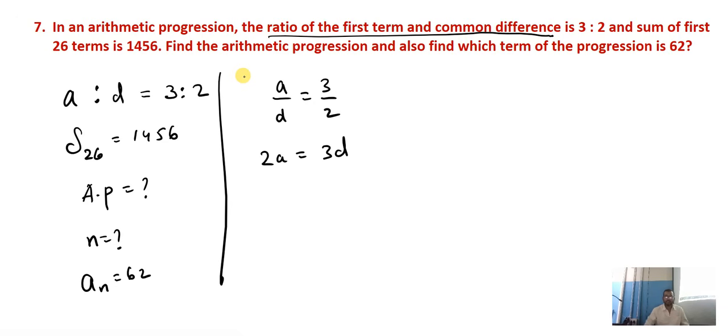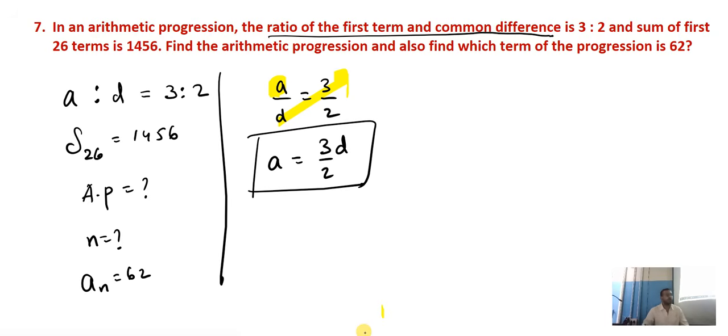A by D is equal to 3 by 2. Either keep the whole answer in the form of A or keep it in the form of D, as you wish. Now what I will do, I'll keep A as it is. I'll keep A term as it is, 3 by 2 into D. I'm only cross multiplying D to this side. D is coming to this side, A is as it is. So D into 3, 3D by 2. So I'm going to consider the value of A as 3D by 2, or 3 by 2 into D.